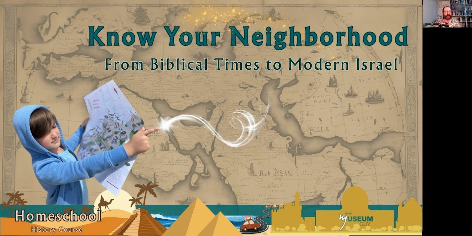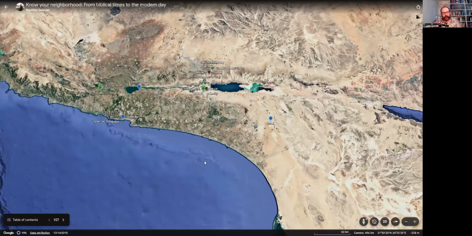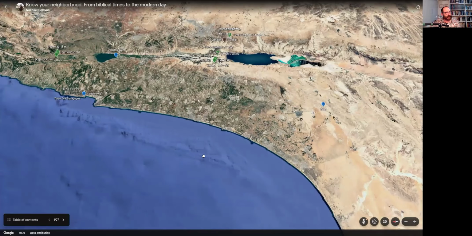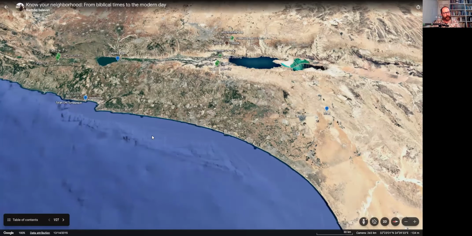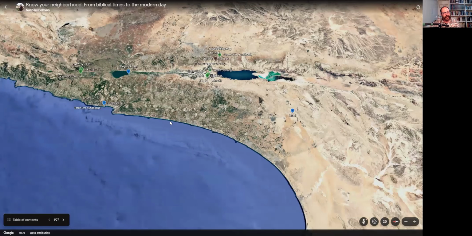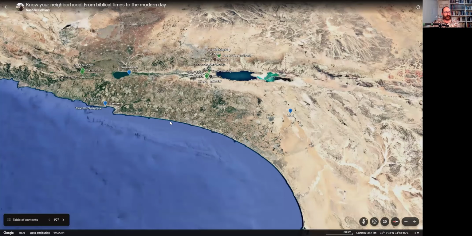So let's begin, first of all, with orientation. What is it that we are doing? So here is our map of Israel. Now, if you look at it, you might notice there's something a little bit strange. You might not notice that it's strange at first, but when you think about how maps are usually displayed, what am I doing different here?